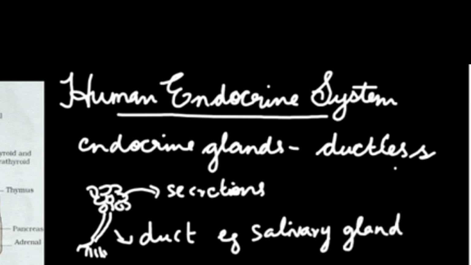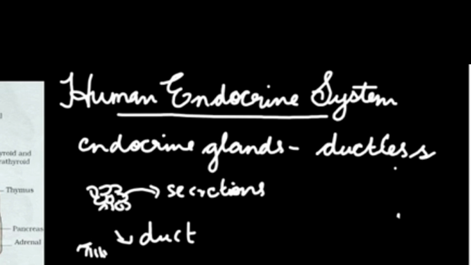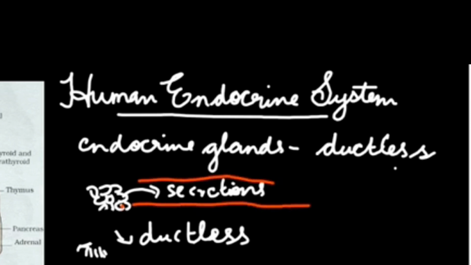Whereas endocrine glands are not like that. They are ductless. They don't have a duct to release their secretions. Their secretions are directly released into the blood without the need of any duct. That's why endocrine glands are ductless.